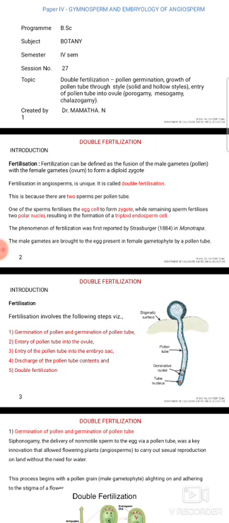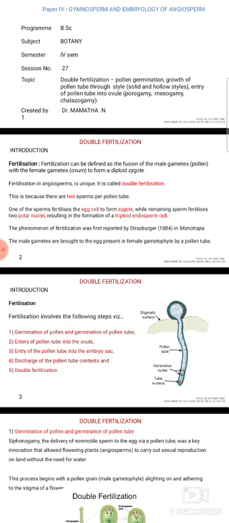Double fertilization. Fertilization can be defined as a fusion of male gamete with a female gamete to form a diploid zygote. Fertilization in angiosperms is unique. It is known as double fertilization. This is because there are two sperms per pollen tube.